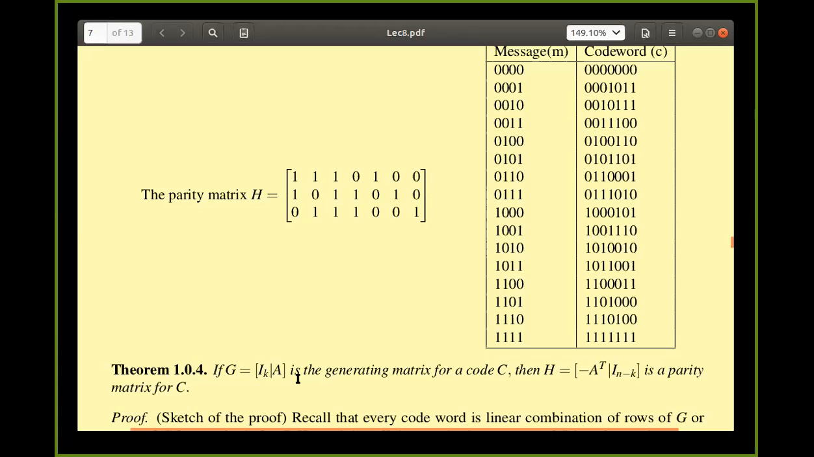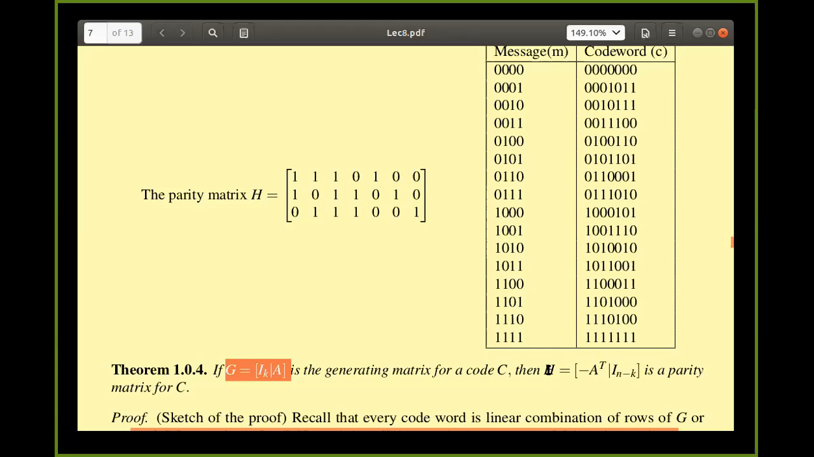So what is it that we need to do? You know that this is the parity matrix, which means every code word is perpendicular to any row of H. That's what we need to show. In particular, if you take a code word and multiply it by H transpose, then the result has to be 0. Multiplying on which side matters.